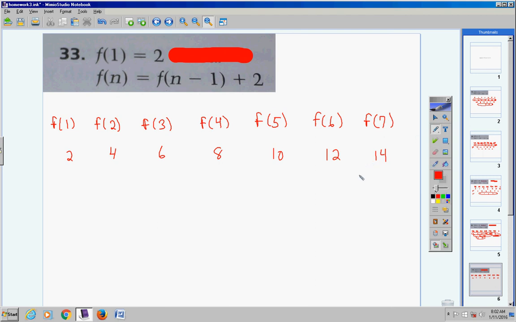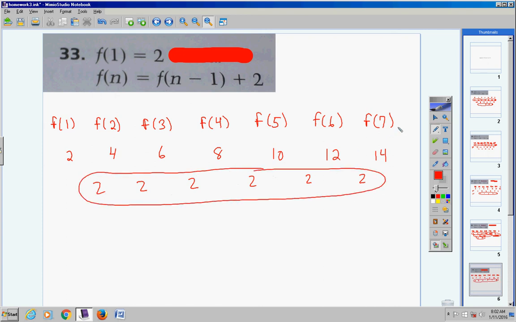14 minus 12 is 2. 12 minus 10 is 2. 10 minus 8 is 2. 8 minus 6 is 2. 6 minus 4 is 2, and 4 minus 2 is 2. Do I have all the same numbers here, identical? Yes, I do. That's my first differences.